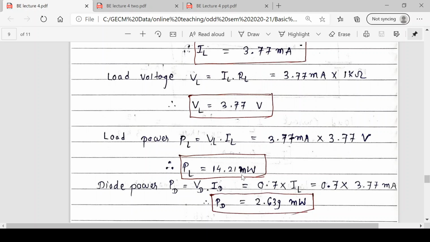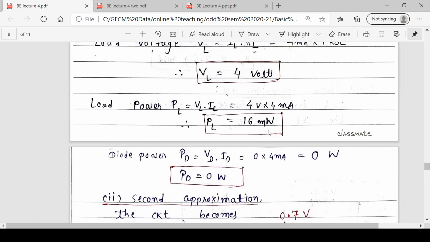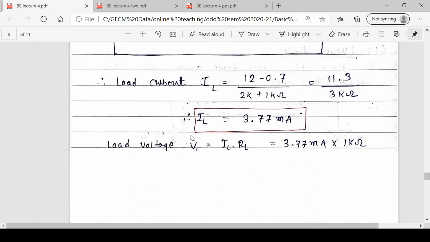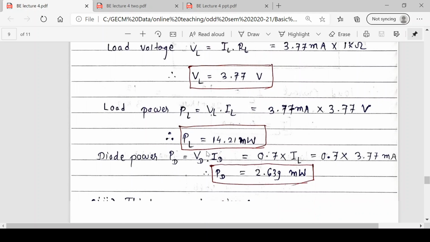Just look at the answer of second approximation. In first it was 16 milliwatt. Now here it is 14.21. That means we are going nearer to the actual answer. Ideal answer was not real. Now the second approximation is nearer to the real answer.